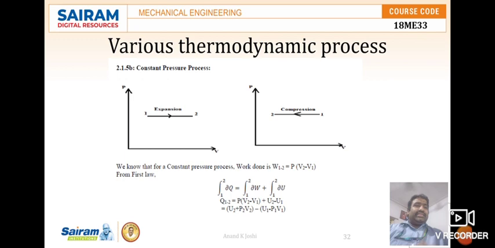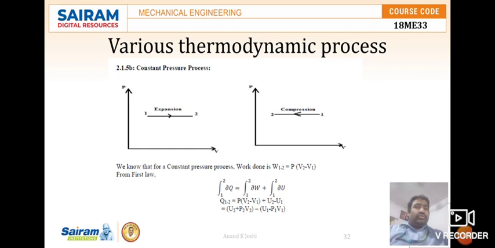So if you consider any thermodynamic process between state 1 and 2, for constant pressure, you are heating the gas at constant pressure, then we have to find out what is the work done. We know that for the constant pressure process, work done W1 to 2 is equal to P(V2 minus V1), because here the pressure is constant, only the variable is volume. As we give heat to the gas, it starts to expand, so the volume increases. So the difference between the initial state and final state that we calculate is V2 minus V1.